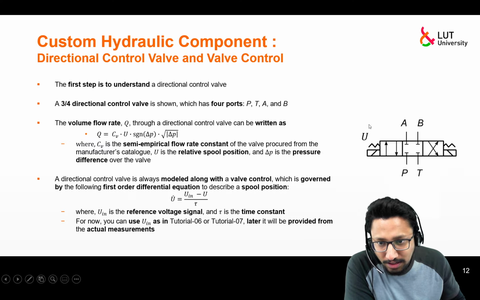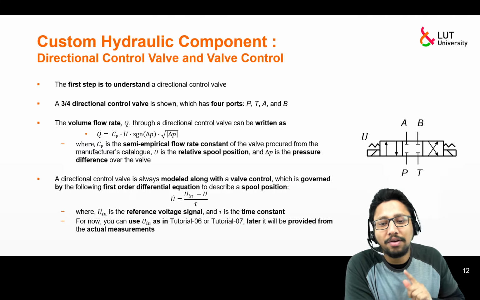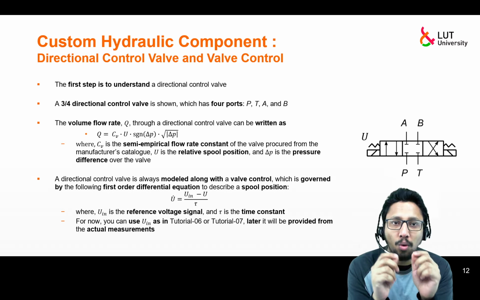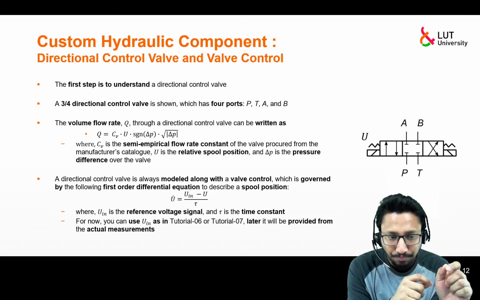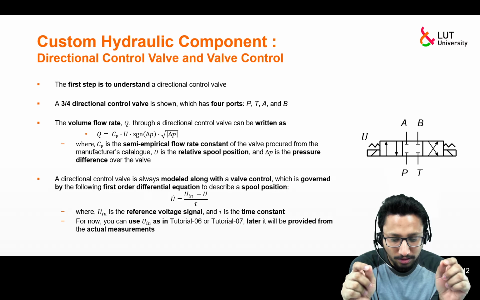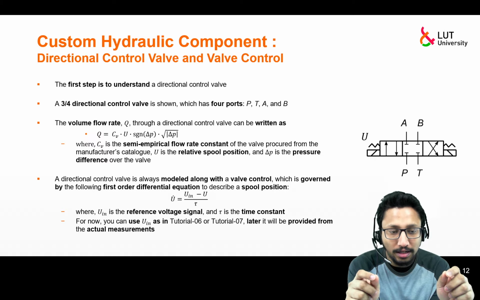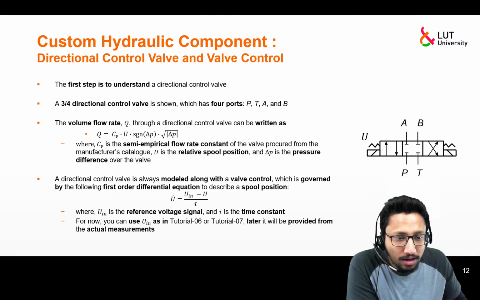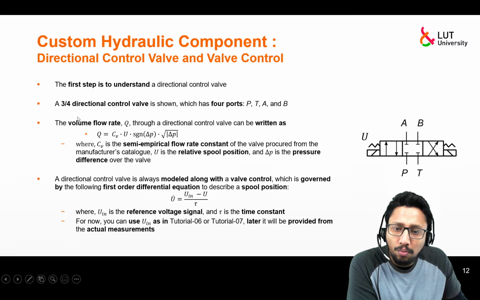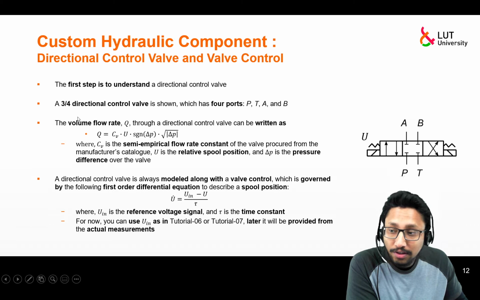And why is there a flow rate? Because fluid flows only when there is a pressure difference, because if there is no pressure difference, then the fluid will remain as it is, still. But since there will always be some pressure difference across the port, that's why there will be flow. So what is the equation that is governing this flow?